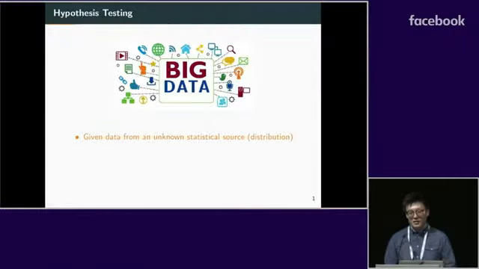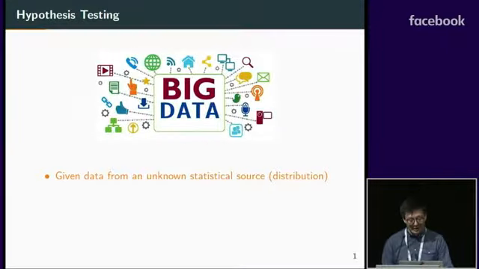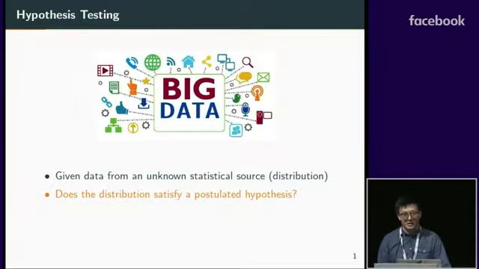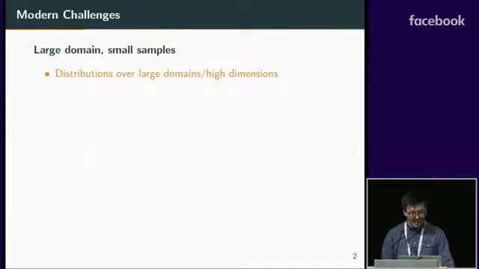And if we assume that for a specific task, our data comes from a specific underlying distribution, given the data, we want to infer something about that distribution. So, a quintessential problem asked in machine learning and statistics is that, does the distribution satisfy a postulated hypothesis or not? So this problem has been studied a lot, but currently we are facing more challenges.